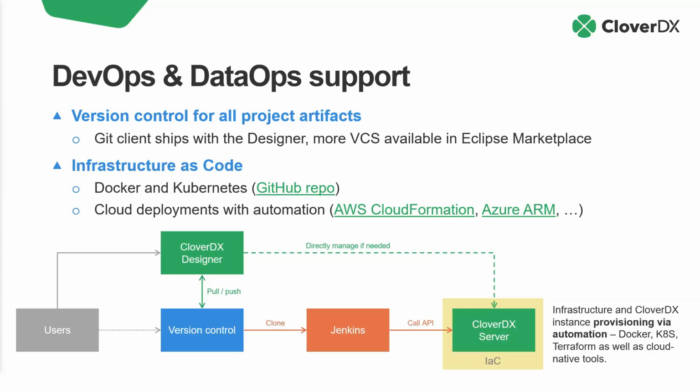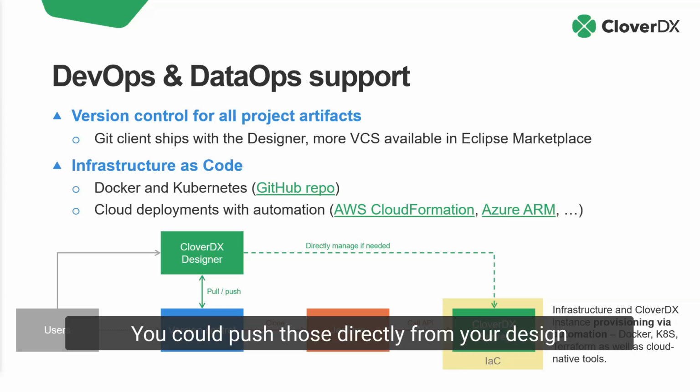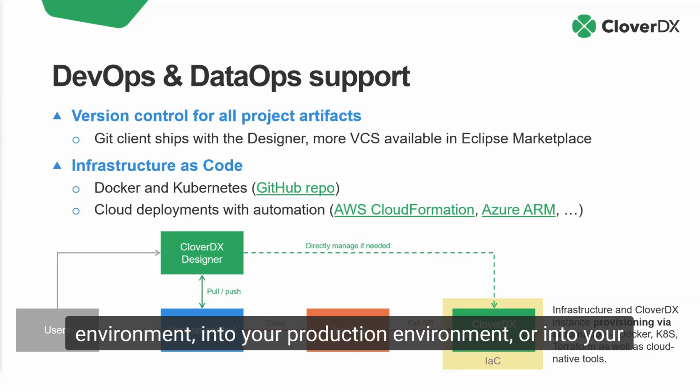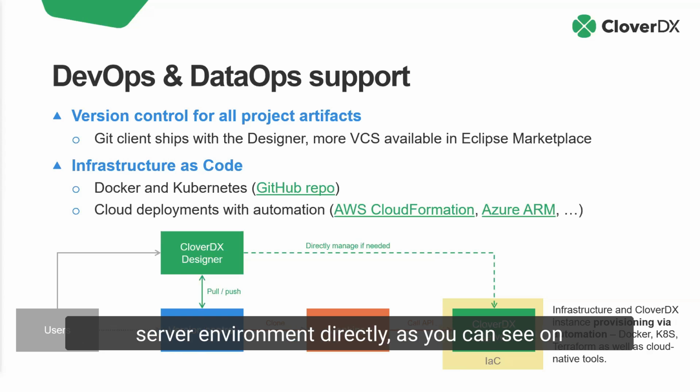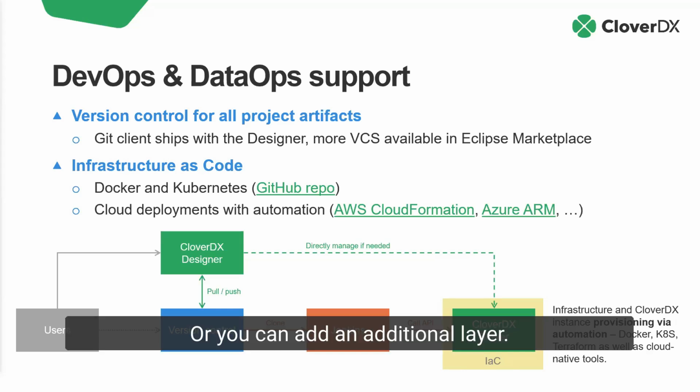Then you have a couple of different options, right, of how you want to get the data into server. You could push those directly from your design environment into your production environment or into your server environment directly, as you can see on the top right with the dashed green line. Or you can add an additional layer.